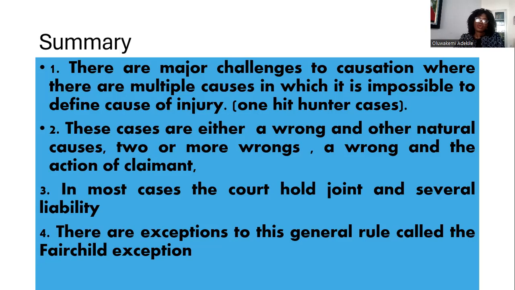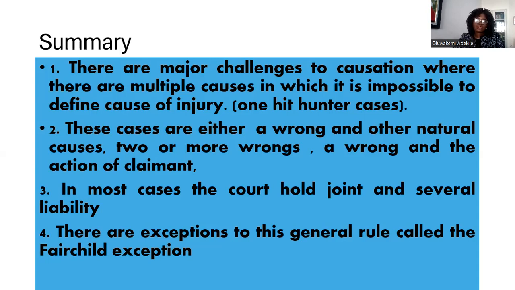Now, to help in determining such cases, other rules have emerged beyond the but-for test. Now, these cases of indeterminate causes are either that there is a wrong to another wrong, or a natural cause setting 2 or more wrongs. A wrong and the action of the claimant can also be in contemplation. You can see that in Baker and Cooper, where the wrong was on the part of defendants, then the claimant too had exposed himself to asbestos.